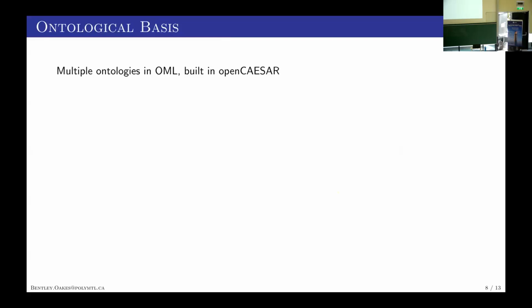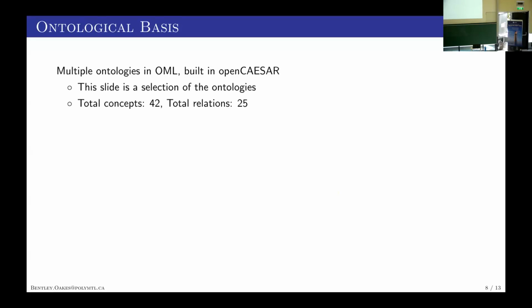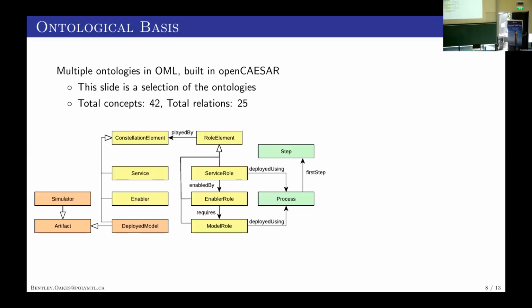Okay, ontological basis. So what have we done? This is from Eduard, who did most of the ontology building. We built it in the ontological modeling language, which is part of the Open Caesar framework from NASA JPL. I can also talk about that in the Q&A if you want. What I'm going to show you is a selection of the ontologies. We have 42 concepts and 25 relations. It's too big to show, so I just want to show you the core.